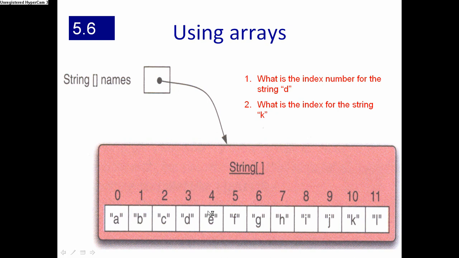So for example, if I want the E, well, its index number is 4, so it's called names, right? So it's going to be names 4. The F is names 5. The next one is names 6. Okay, so what is the index number for D? And what is the index for the string K? Write those answers out.